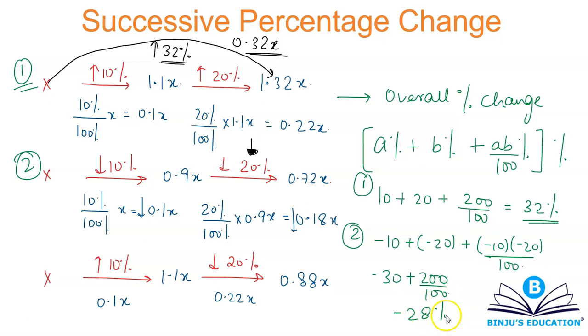Now what is meant by minus 28? Minus here simply represents that the value is decreasing. So if you say that your value is successively decreasing by 10% and then by 20%, your value is going to decrease by 28%.